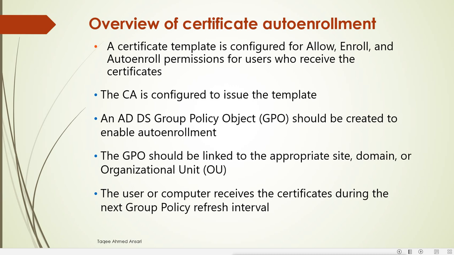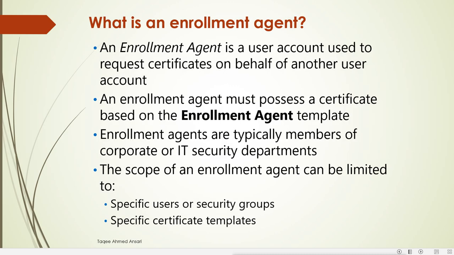Then the CA is configured to issue the template. So also the CA, the certification authority, is configured to issue the certificate. Then an AD DS, Active Directory Domain Services, Group Policy object should be created to enable the auto enrollment. So for doing the auto enrollment from Active Directory Domain Services, we will configure the group policy. The group policy object should be linked to the appropriate site, domain or organizational unit which we want to give the auto enrollment. Then the user or computer receives the certificate during the next group policy refresh interval. So after doing all this, when we configure the group policy and all that, then the user or computer will get the certificate automatically when the next time group policy is refreshed. Then what is an auto enrollment agent?